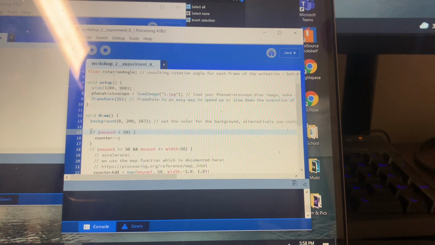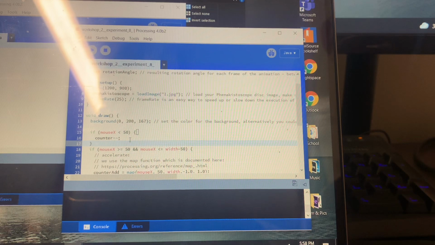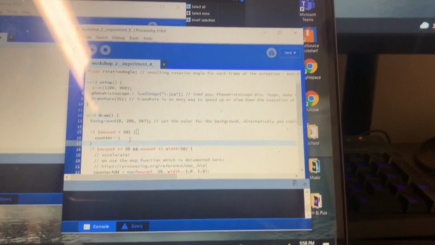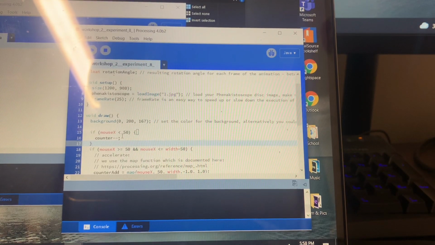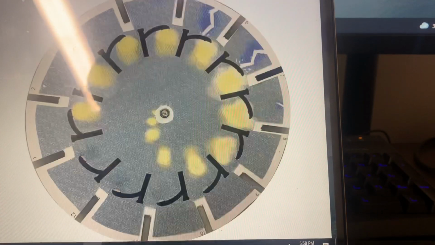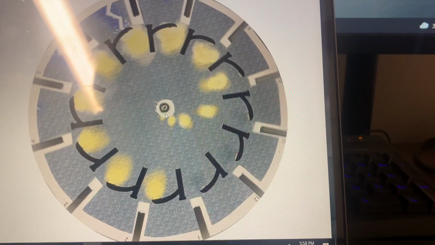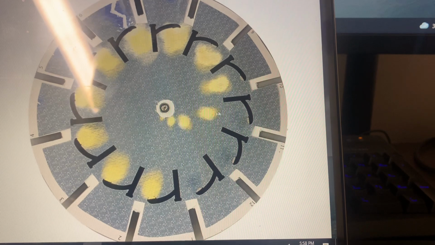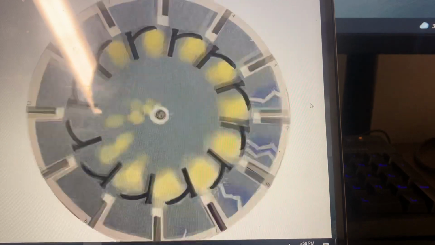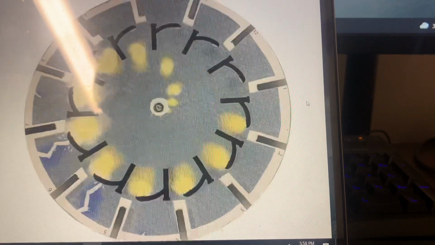And then this if statement I changed, it originally had nothing in it, which basically had it to where there would be no movement if the mouse was far left enough, but I added a counter minus, which if I run it here, if I move it left, then it moves the opposite direction, but if I have it in the middle, then it stops, and if I move it to the right, then it would move the original direction.